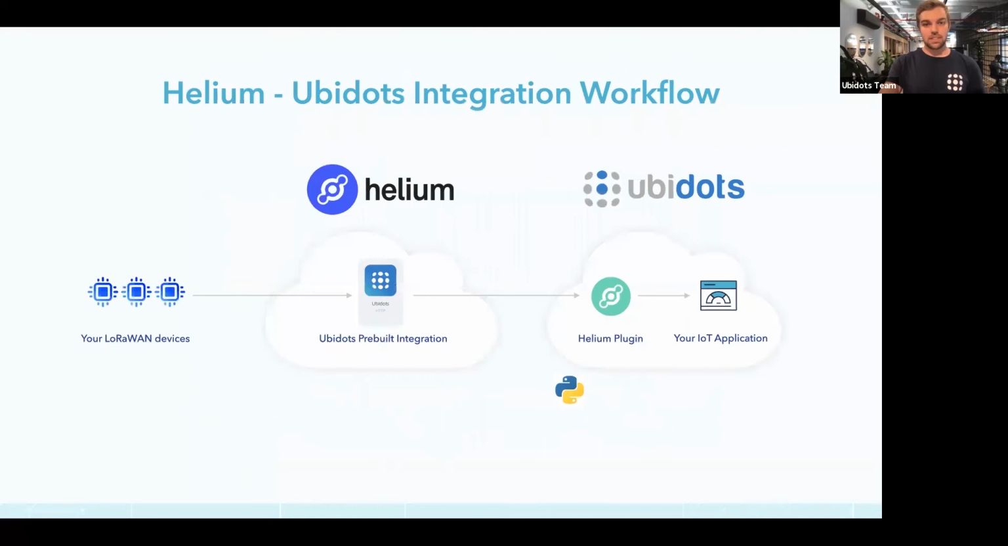Now, how does the flow look for you? You have your LoRaWAN devices deployed. They send data to the Helium gateway. And when you set up the pre-built integration of Ubidots, as Agustín is going to present in a second, data is automatically forwarded through a webhook to a Helium plugin that is seamlessly and very smoothly created in your Ubidots account. Before it's actually posted to your Ubidots account and to your IoT application, you have the chance of decoding it. Now, I mentioned the powerful decoder.